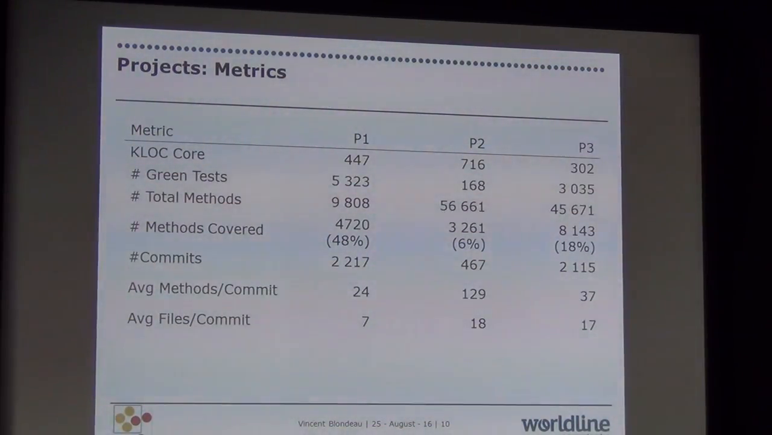For this we used 3 projects from the Worldline environment, which we think are representative projects. There are 500,000 lines of code and good code coverage for Worldline projects. And yes, we can see that the average methods per commit is kind of low for P1 and P2, but is higher for P3.